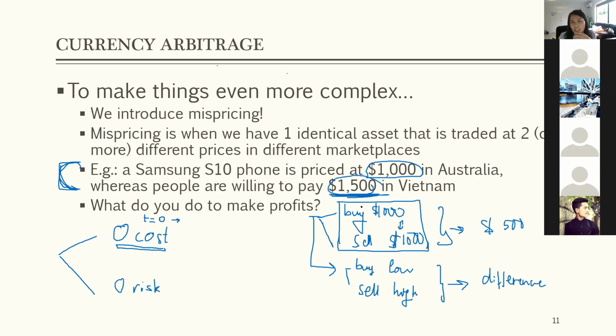Sorry, it's a bit unrealistic, but in financial assets, it's easier to do. You can short sell, right? With financial assets, you can short sell. You sell first, and you deliver the financial asset later on.